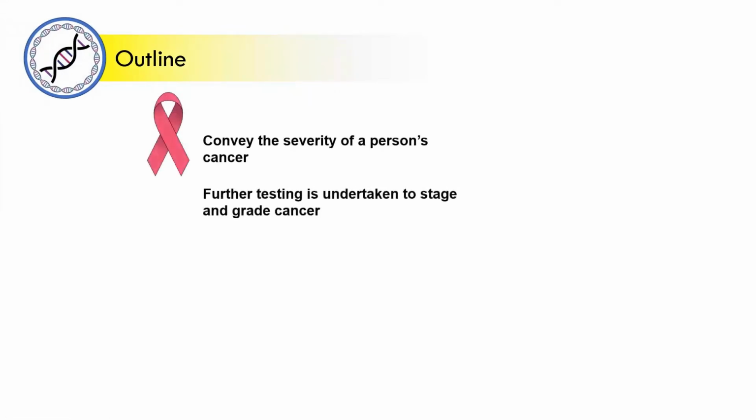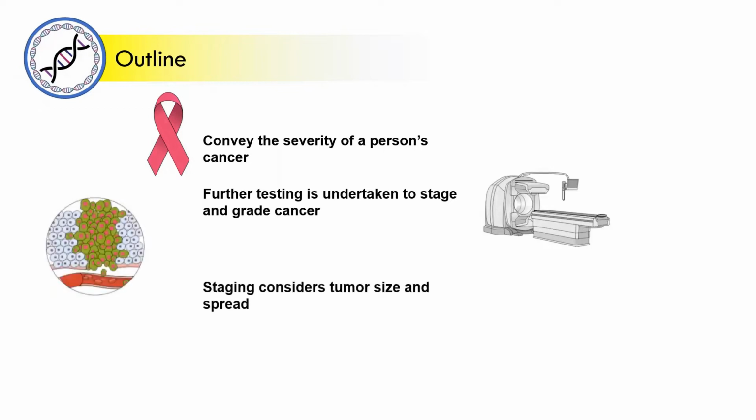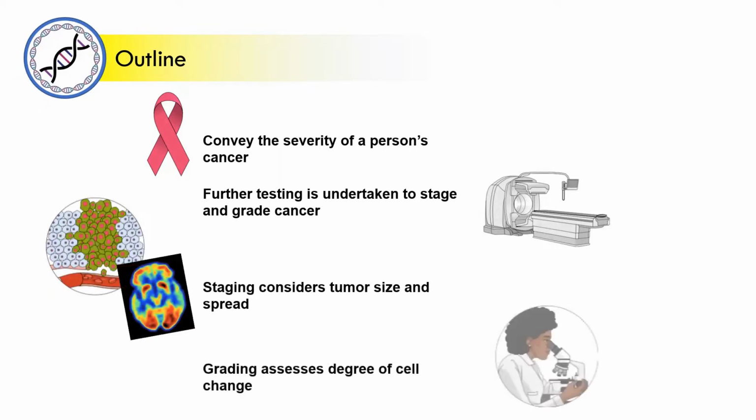Staging and grading are used to help categorize and convey the severity of a person's cancer. Every patient who is diagnosed with cancer will undergo further tests to stage and grade their cancer. Staging relates to the size of the tumor and the extent of spread from the primary site to surrounding tissues, lymph nodes, and other organs. Grading refers to how different the cells of a tumor look compared to normal and gives an indication of the speed that the cancer might grow at.